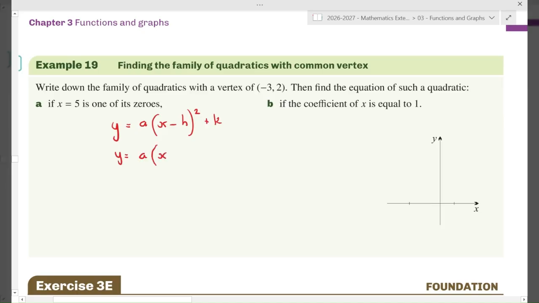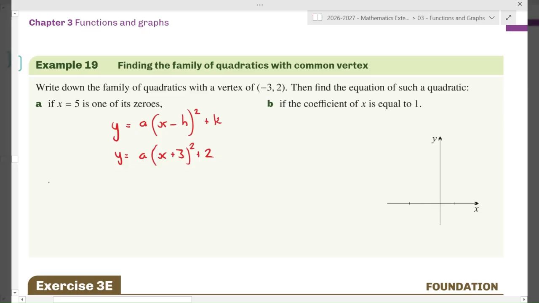We've got x. What's our h in this particular case? Minus 3. Minus 3 is our h, so it's got to be a plus 3, doesn't it? Okay, all squared plus 2. Excellent. So you have now written down the family. Okay. What you now have to do is answer question A.